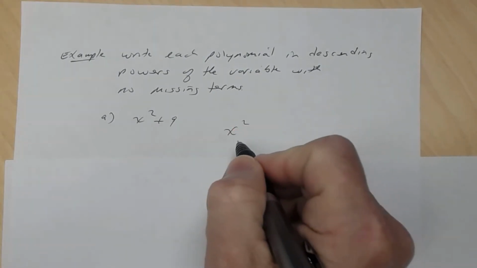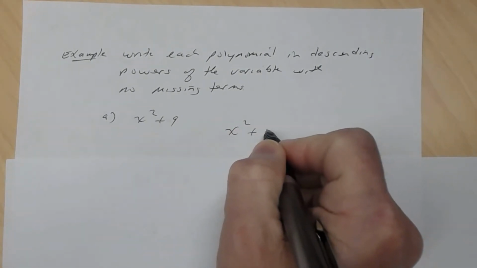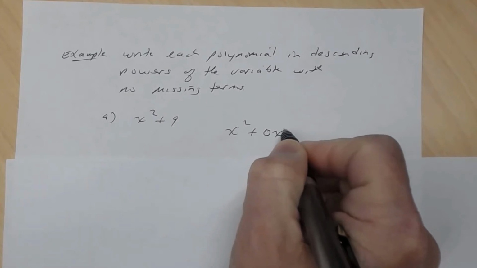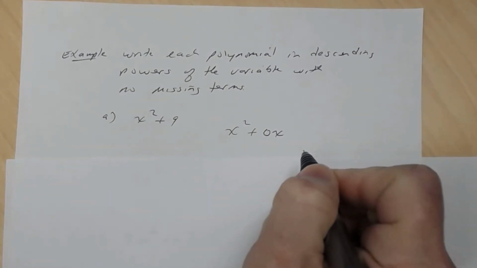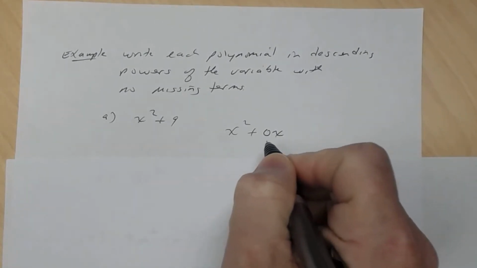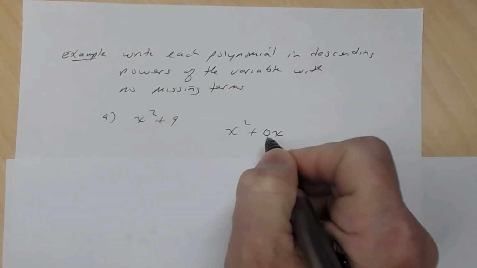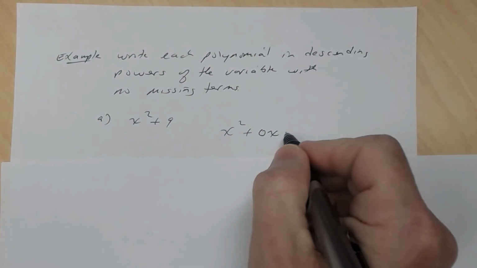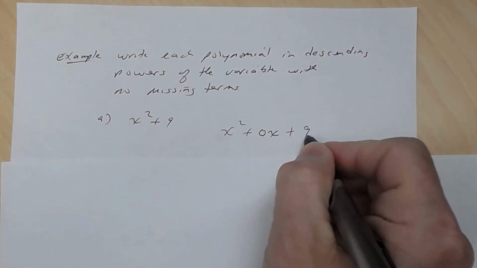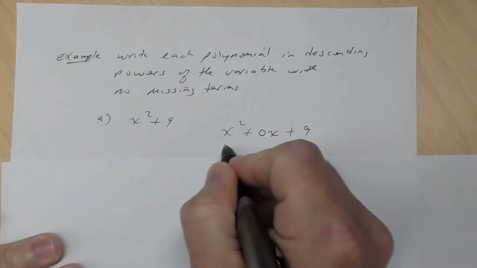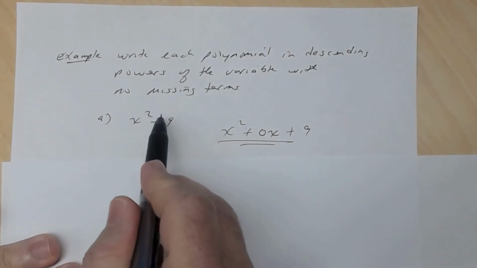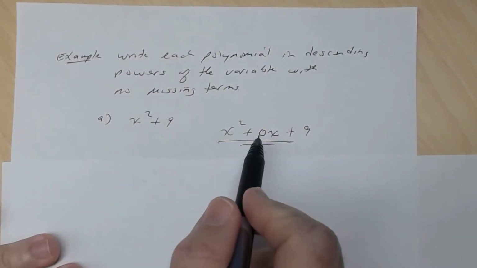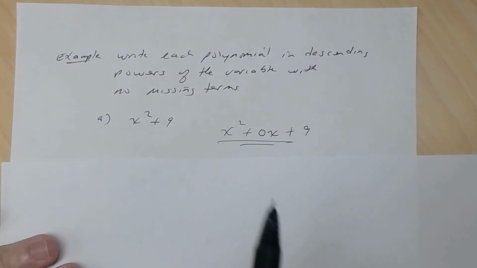So what that means is that you're going to write it as plus 0 x to the first, or plus 0x. Okay? So it's always going to be plus 0 times x, because x times 0 is 0, and 0 plus x squared is still x squared. And then finally, your constant term is last. All right, so there's your answer. So I'm missing x to the first. You don't see x to the first, so you write it as plus 0 times x.